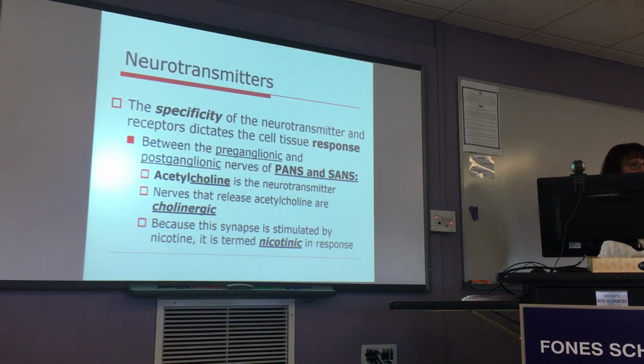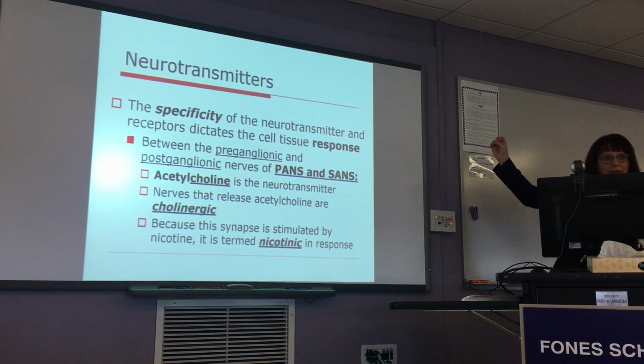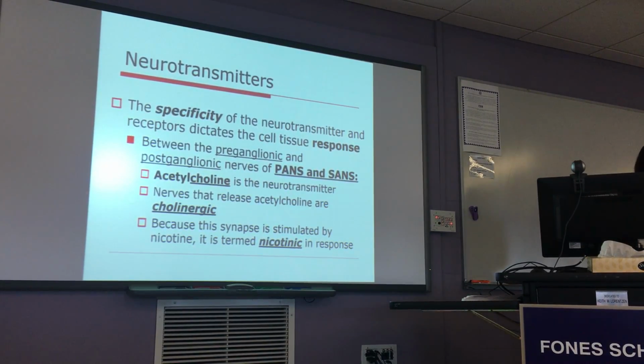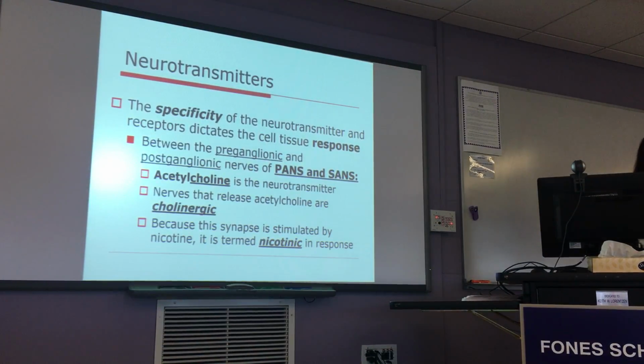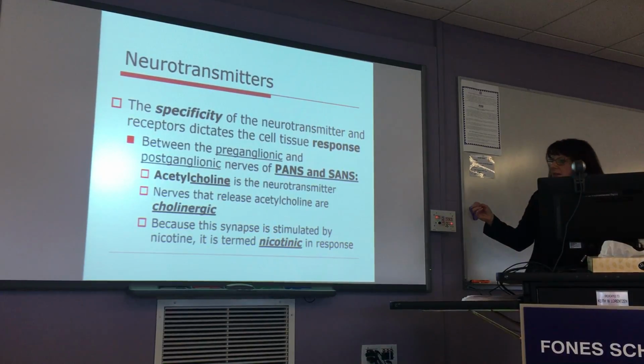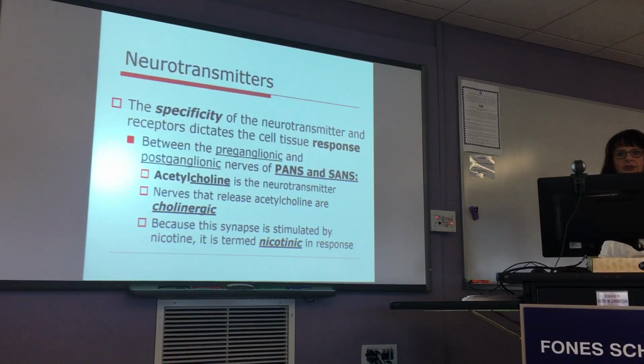Between the preganglionic and postganglionic neurons, okay, of the PANS and the SANS, both of them, acetylcholine, like they just talked about, is the neurotransmitter. PANS and SANS, between pre and post, is ACH, acetylcholine, both, okay? And they release acetylcholine, and the nerves that release them are then called cholinergic. Acetylcholine, cholinergic. The synapse can be stimulated by nicotine, okay, so they call it nicotinic. Why do they use that word? It is so responsive to nicotine that they actually called it nicotinic, okay? So the synapse is then stimulated, and that's called a nicotinic response. So it's cholinergic and nicotinic. Just take my word for it.